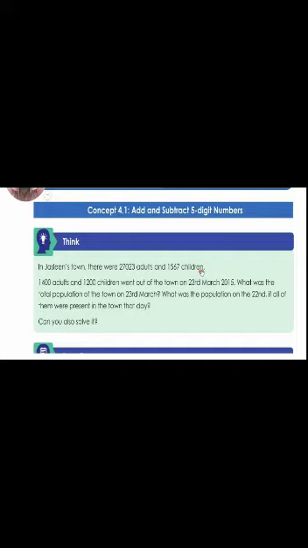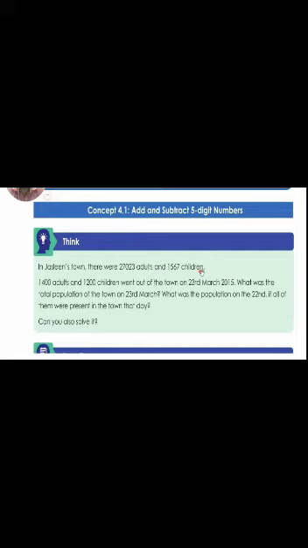In Juslin's town, there are 27,023 adults and 1,567 children. 1,400 adults and 1,200 children went out of the town on 23rd March 2015. What was the total population of the town on 23rd March? What was the population on 22nd? If all of them were present in the town that day.